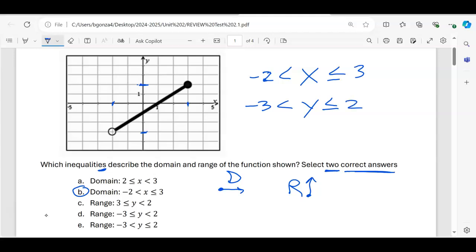So the best answer for that one is going to be not letter D. See how the inequalities are messed up? That would be letter E. That's the best. All right.